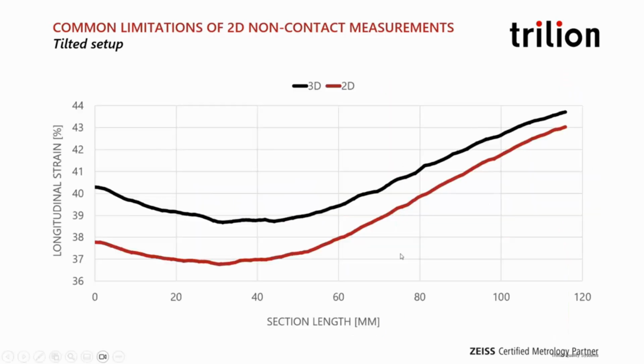And again, this is just another chart depicting the differences between that 2D system data as opposed to the 3D system data.